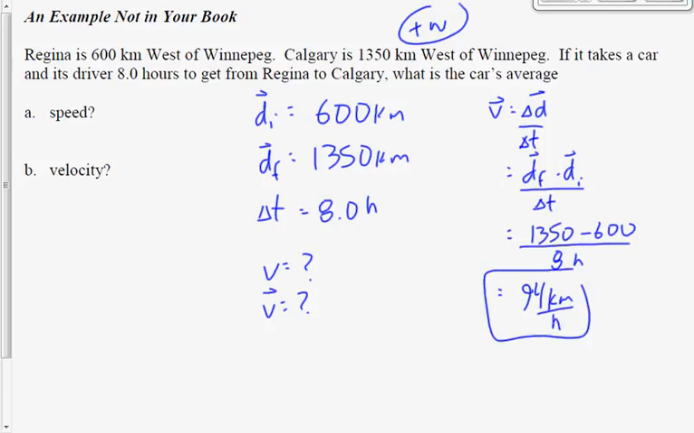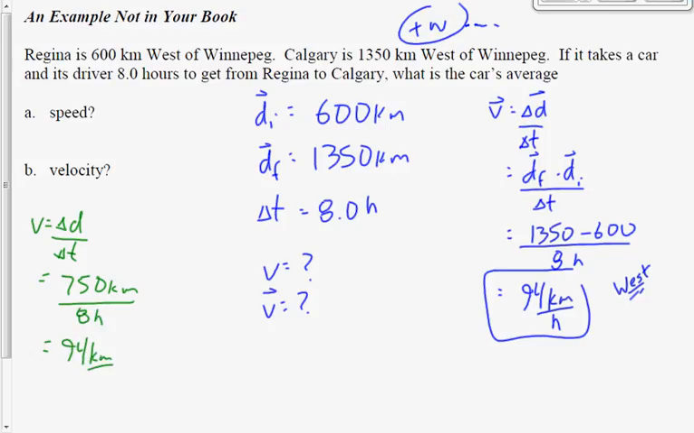And since it's a vector, we have to have direction, but we kind of already have, right? Positive is west. 94 kilometers per hour west. We don't really need to write that in because we've done that here. Doesn't hurt though. What about speed? It's distance over time. What's the distance traveled here? Yeah, 750 kilometers, right? Divided by 8 hours. What does it give me, 94 kilometers per hour?